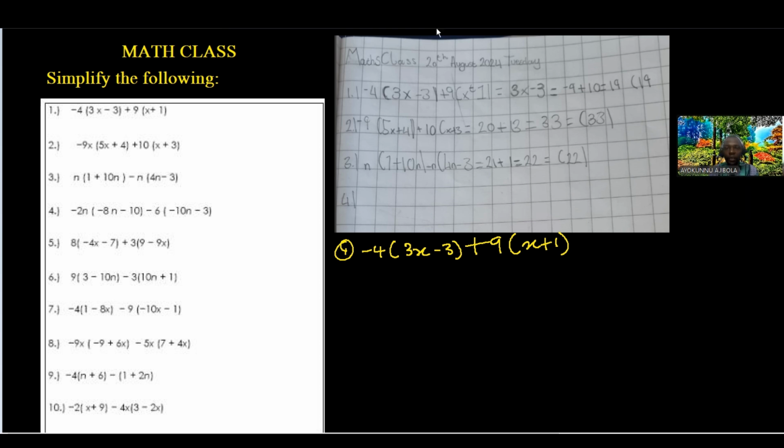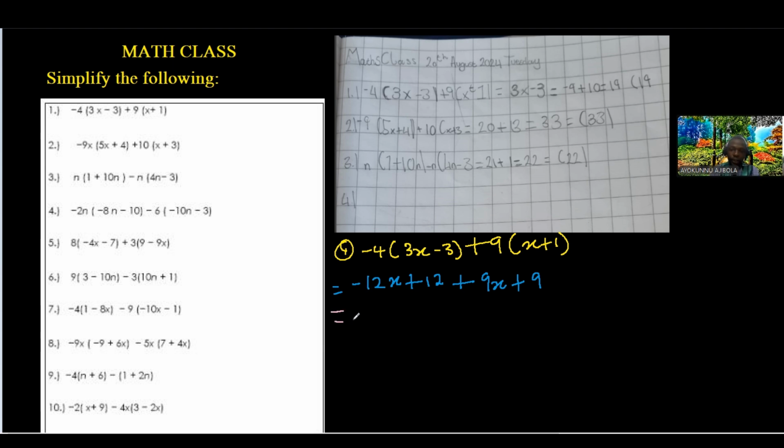So I'm going to use this negative to open all of these. When a negative number multiplies a positive number, we get a negative answer. That's negative 12x, because 4 times 3 is 12. Then when a negative multiplies a negative, we have a positive answer, because negative 4 times negative 3 is going to give us positive 12. Is that clear? So we have plus 12. On the other side, all of them are positive. So 9 times x is 9x and 9 times 1 is 9. So we've gotten rid of the brackets.